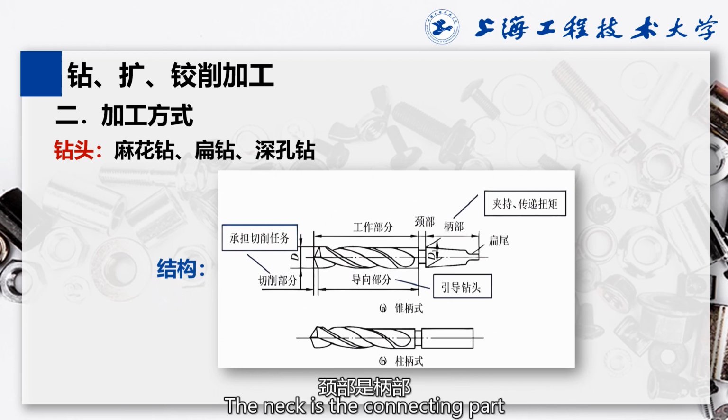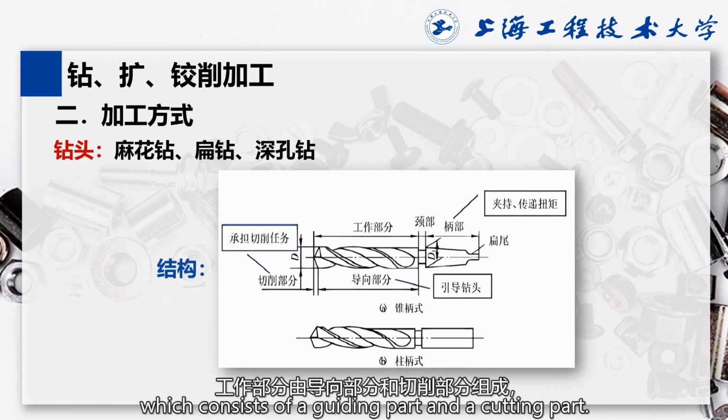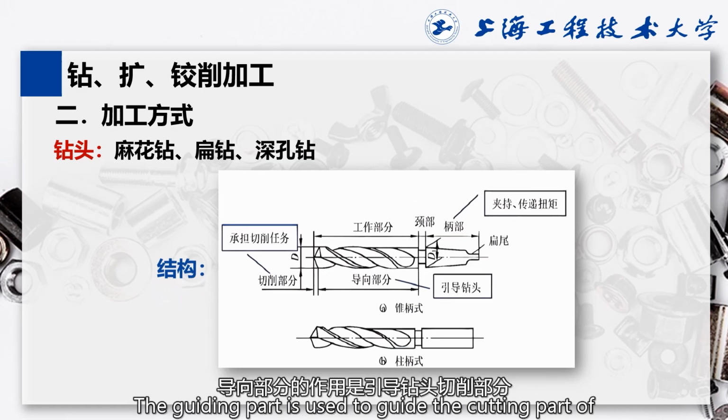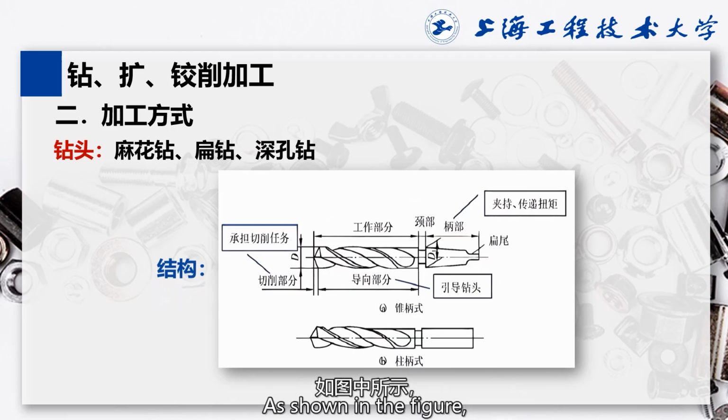The neck is the connecting part between the handle and the working part, which consists of a guiding part and a cutting part. The guiding part is used to guide the cutting part of the drill bit to undertake the cutting task, as shown in the figure.